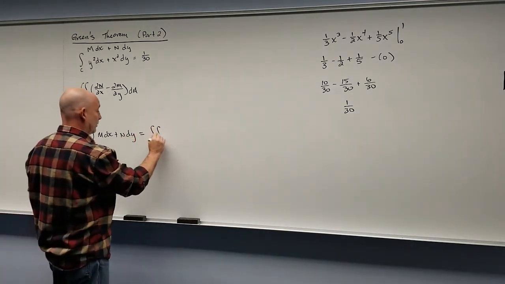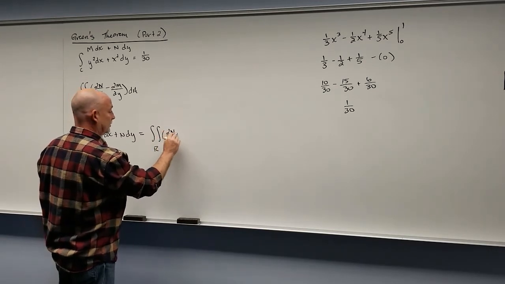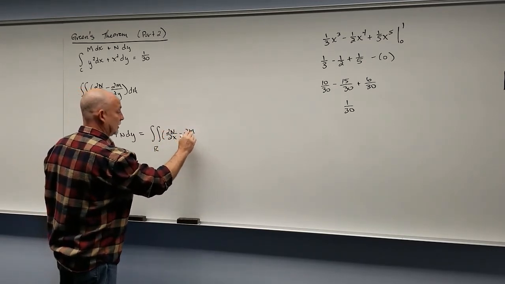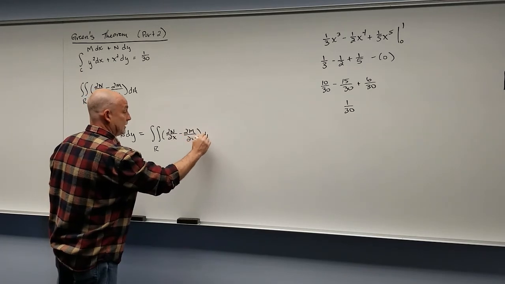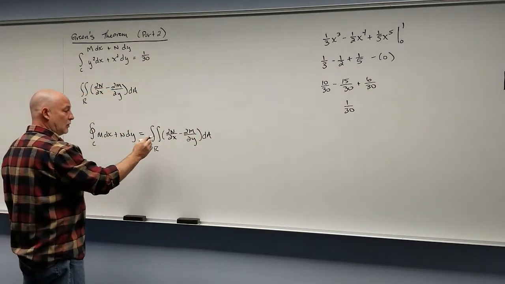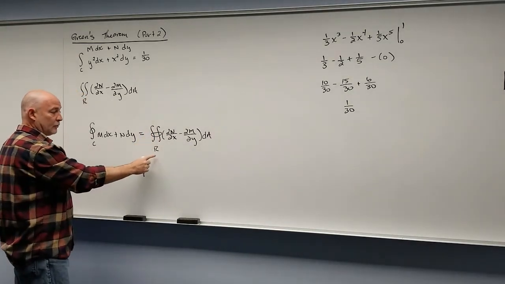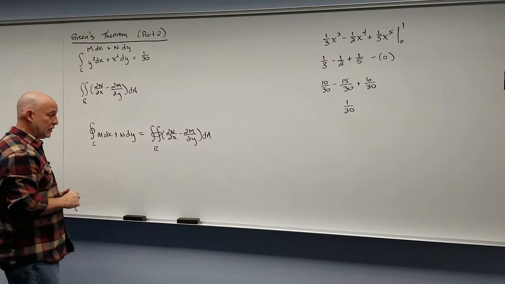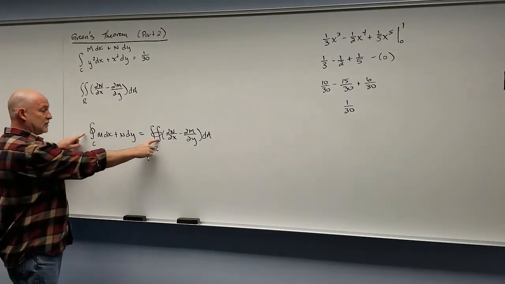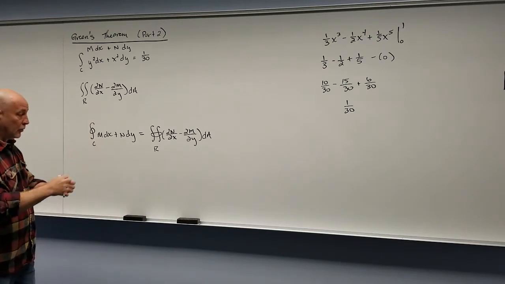Is equal to, and of course this is the double integral over the region, partial N with respect to x minus partial M with respect to y, dA. So there's what Green's theorem says. Now again, we could do the closed circle on this side as well. Now you do it across both of them because the region that we're talking about is a closed region. If you see these circles around integrals, that means whatever you're talking about is enclosed.